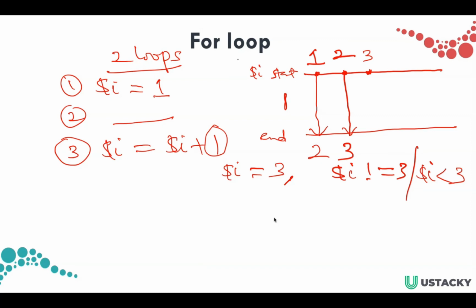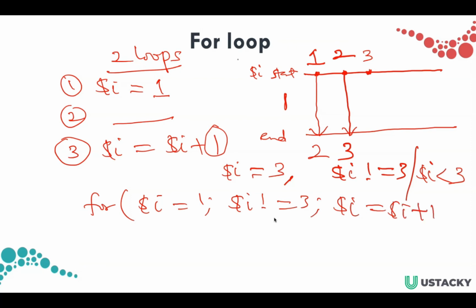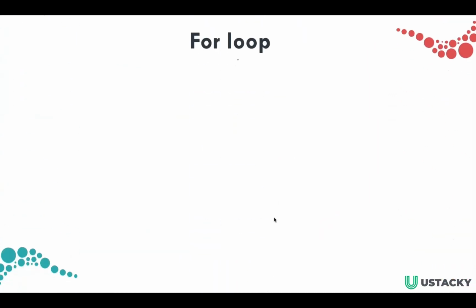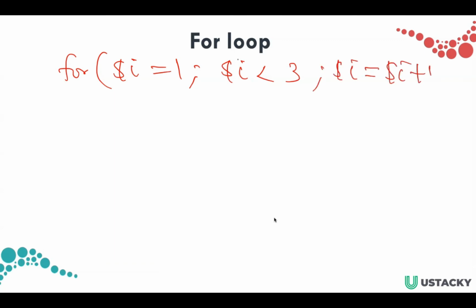So to write our answer, it's going to be for, $I equals to 1, $I is not equals to 3, $I equals to $I plus 1. And this is the block of code. And the second way is writing something like for, $I is 1, $I is less than 3, $I equals $I plus 1. And this is the block of code.